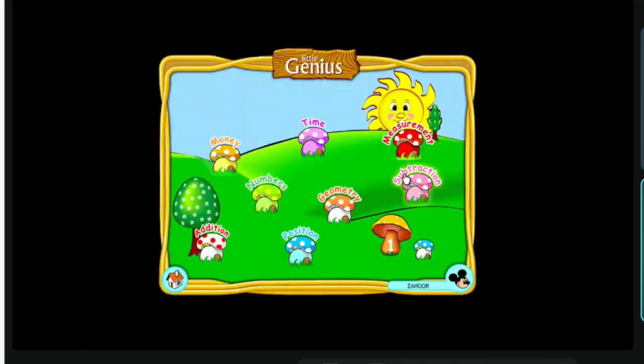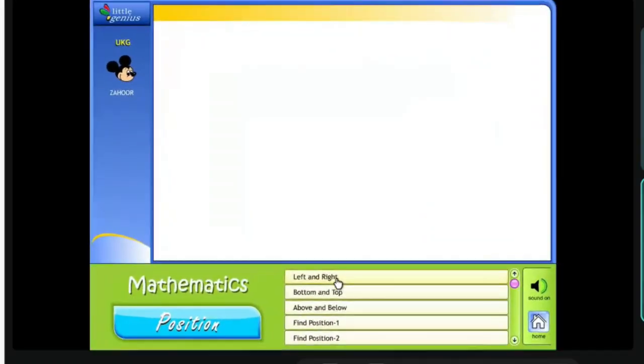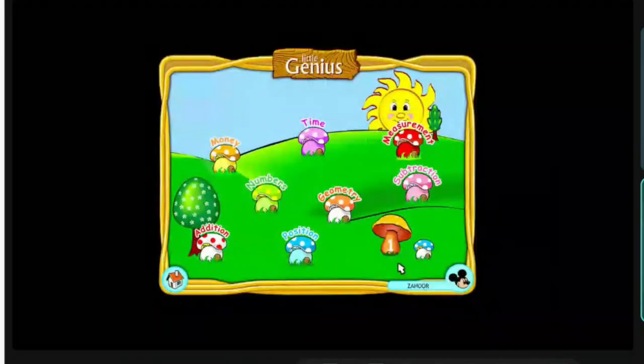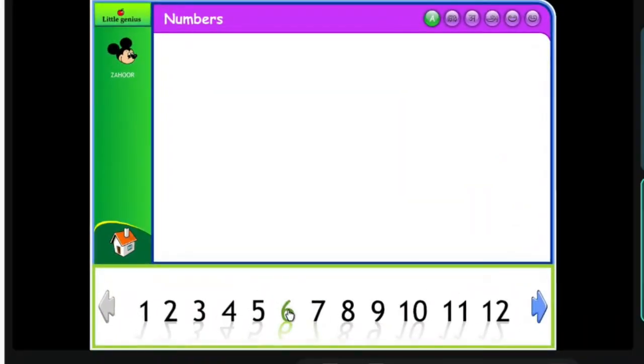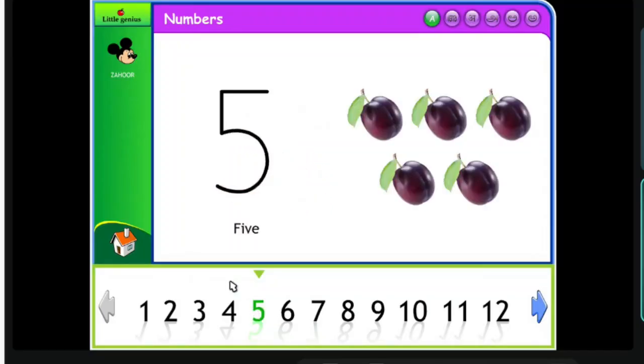Then here subtraction, measurement, time, then position, left to right. These are all syllabuses only. If you want to translate that into other languages also, that is there. That is the very best option in your software. So any language.